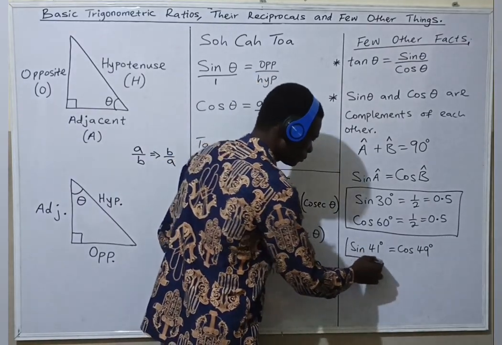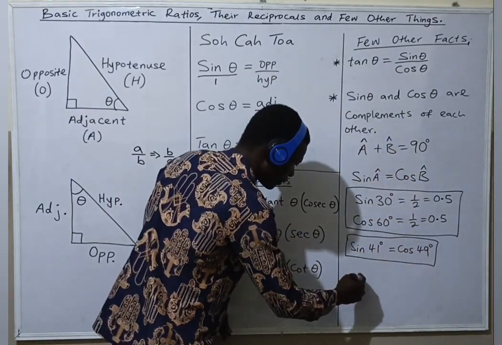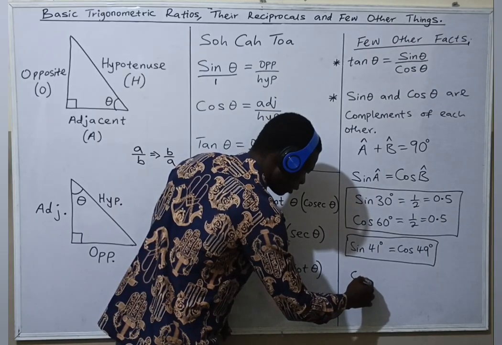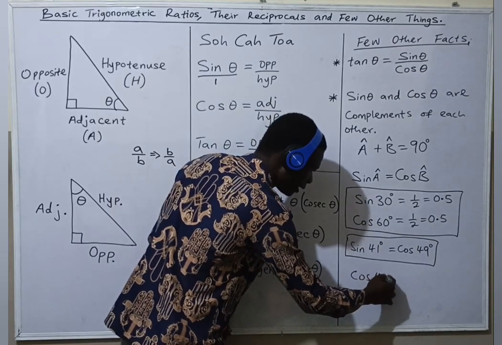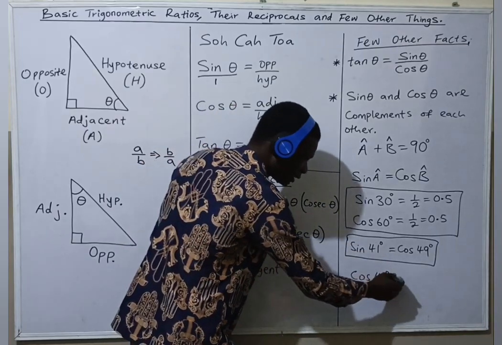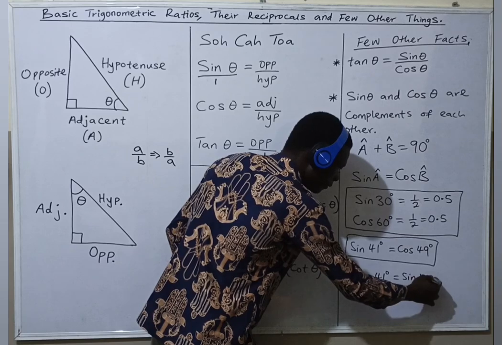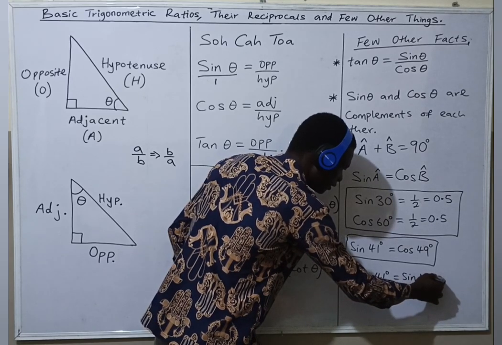Also, based on the same fact, if you pick cos 41 degrees, instead of sine 41 degrees, it's still going to be the same thing as sine 49 degrees.